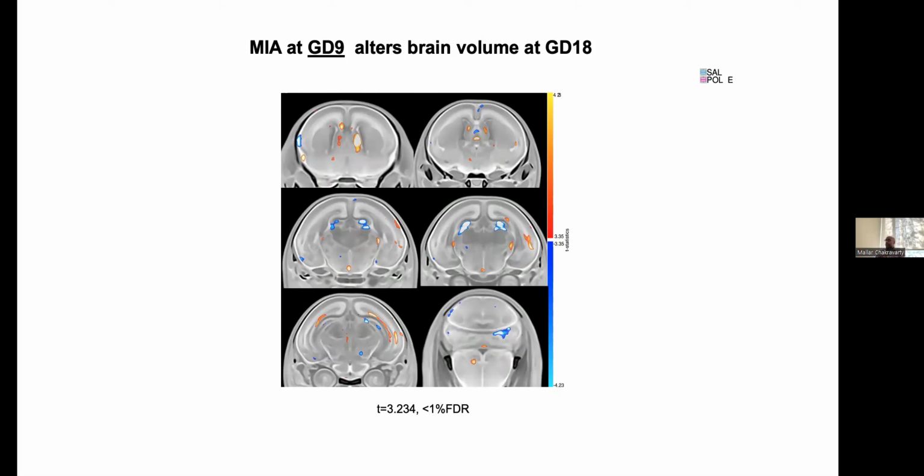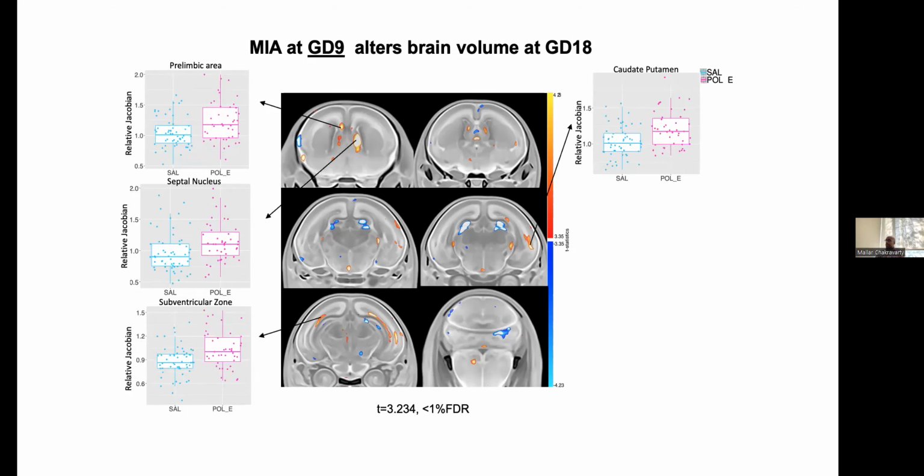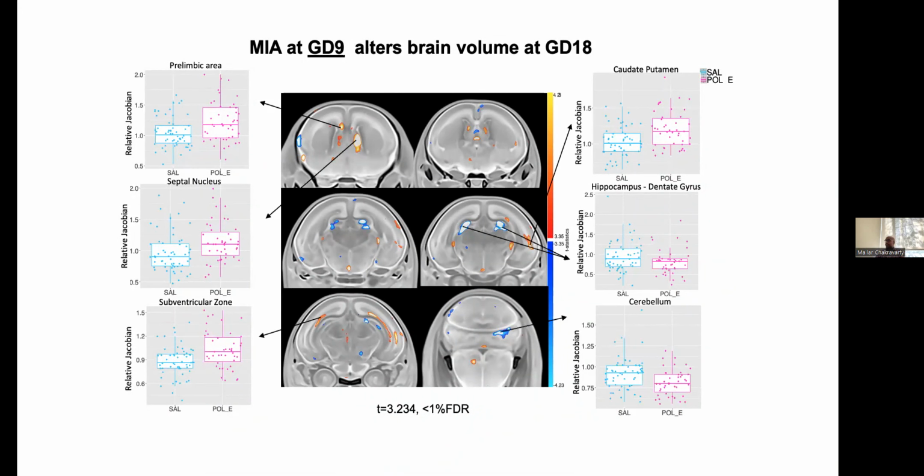And these changes in volume occur in interesting places like the prelimbic area, the septal nucleus, subventricular zone, the caudate putamen, hippocampus, dentate gyrus, and the cerebellum. And so, by and large, you see some increases in volume, some decreases in volume. But what's interesting is that now, because you have the embryos and you have the tissue, you can look at cell types, for example, like I was mentioning before.